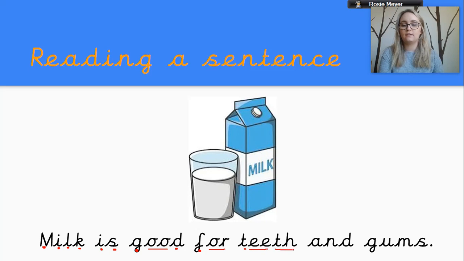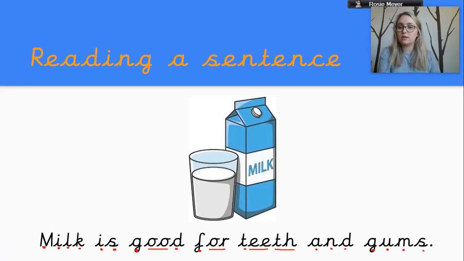Fantastic. So let's just keep going all the way through. We're being our digraph detectives, aren't we? We're spotting those digraphs and adding those sausages. If not, it's got a bean under it for single sounds. Okay, so yours should look a little bit like mine now, with our sound buttons, our beans for single sounds, and our sausages for digraphs.